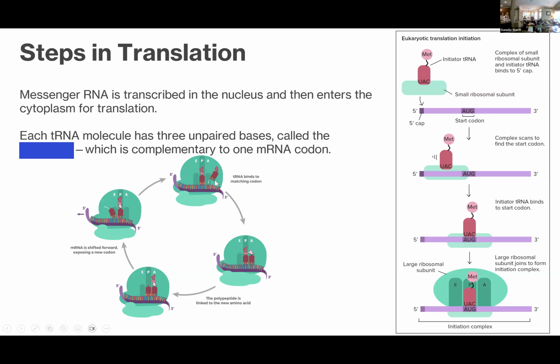Each tRNA, transfer RNA molecule, has 3 unpaired bases called the what? Anticodon. Very good. The codon exists on your mRNA strand. The anticodon is what is brought in by the tRNA. Their 3 feet would be your anticodon, which is complementary to the mRNA codon.